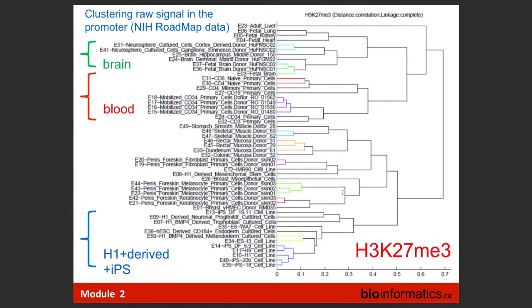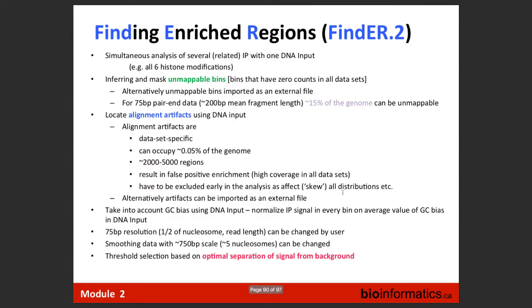I'm showing you also the clustering, which we can do with just the signal itself, H3K27me3. This is the NIH Roadmap data. What is interesting is that with this mark, we can really cluster cells very close to the cell of origin or to the germ layer of origin, which actually makes us think that maybe it is true what Martin said in his introduction, that the epigenome is a determinant of cell fate.